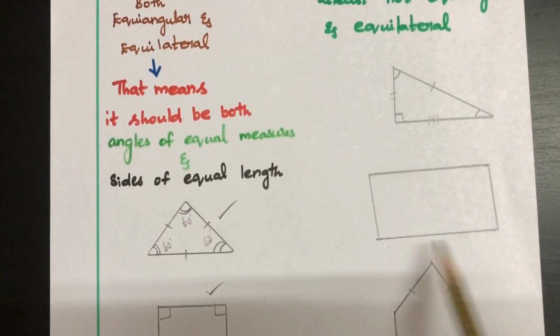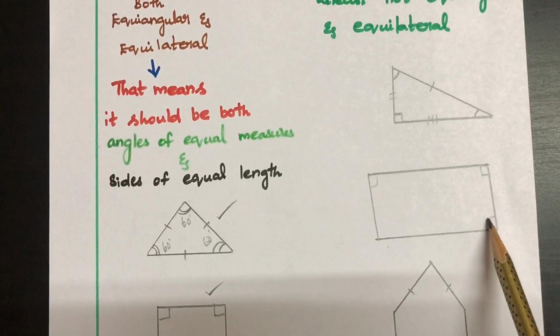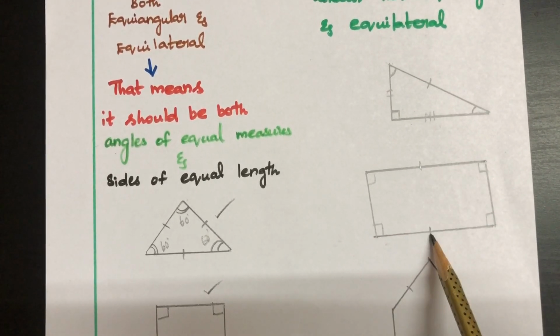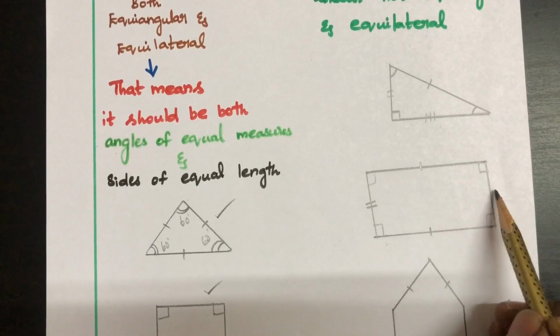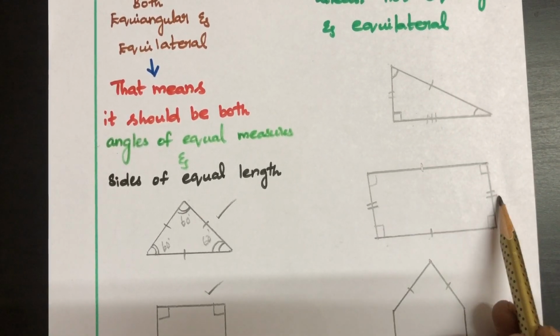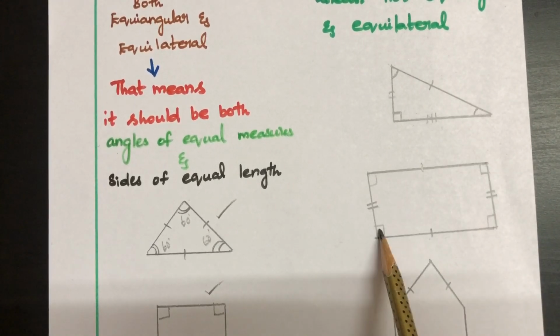This is a rectangle. Here also all the angles formed are equal. But see, these two sides are equal, but these two sides are not equal with these two sides. These two sides are equal and these opposite sides are equal. Not all the sides are equal.